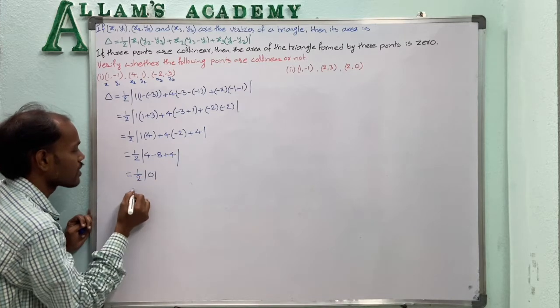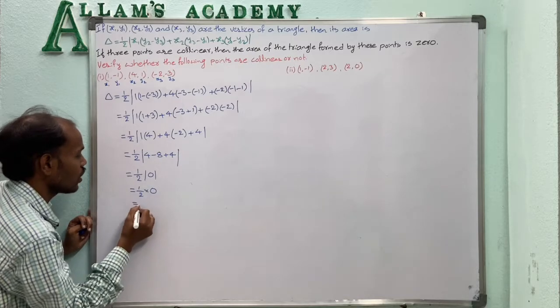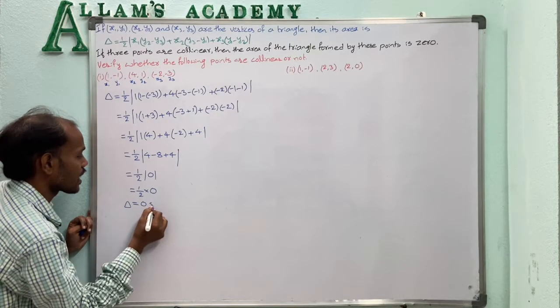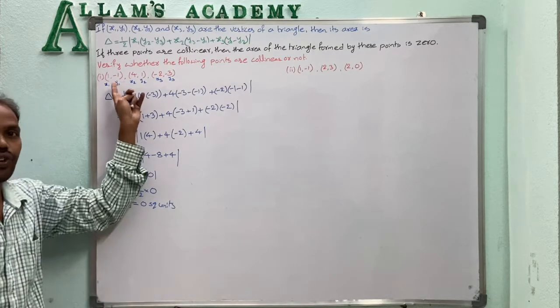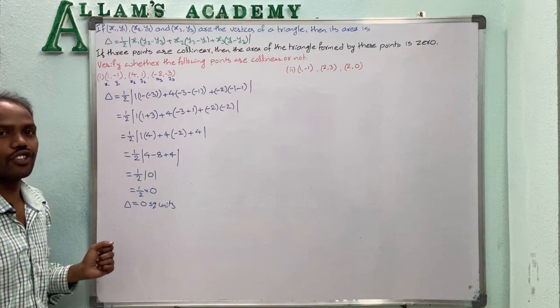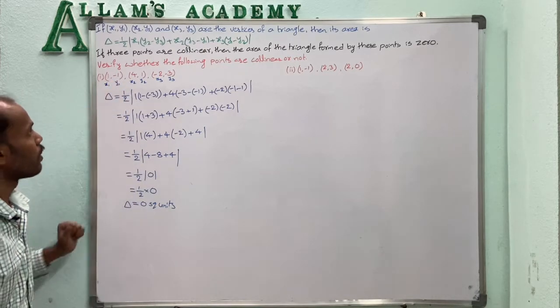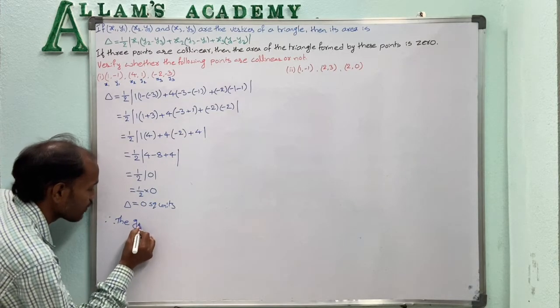So half mod 0 is nothing but half into 0, which is equal to 0. So the area of the triangle with the vertices 1 comma minus 1, 4 comma 1 and minus 2, minus 3 is 0 square units. Therefore the given points are collinear.